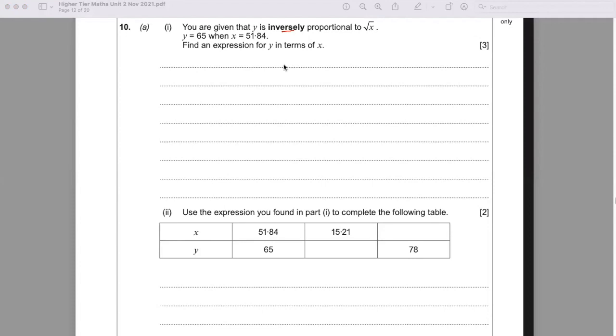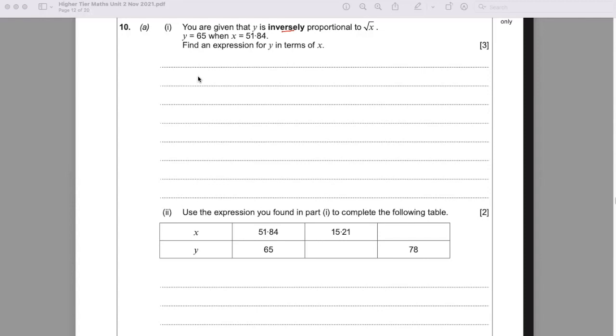So y equals 65 when x equals 51.84. Find an expression for y in terms of x. Now, this is a directly proportional or inversely proportional question, and it's really straightforward if you know the method. They're always going to give you y and then x, so you can substitute back in.